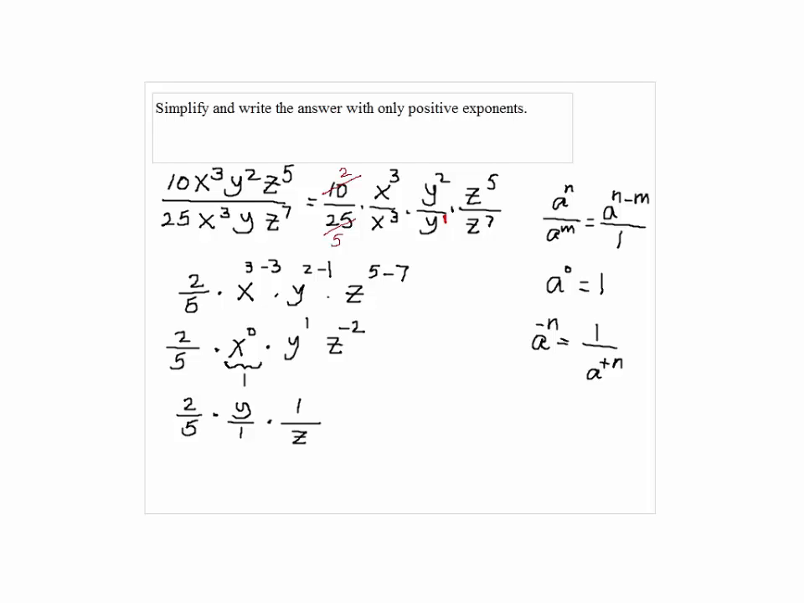Now here we have to make the exponents positive. If you have a to the power of minus n, you can change that to the positive exponent by using this property. So this would be 1 over z to the power of 2. So if we put them together, we get 2y at the top of the fraction, 5z to the power of 2 at the bottom of the fraction.